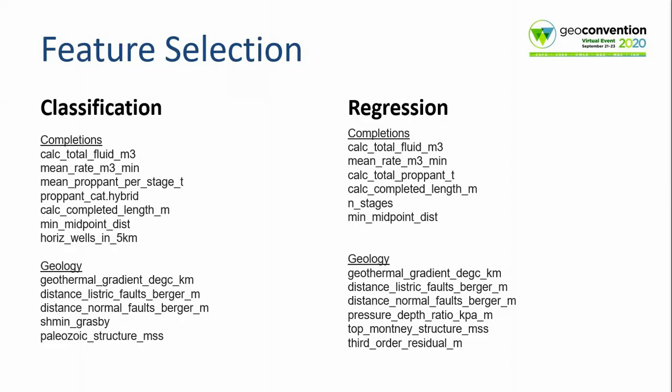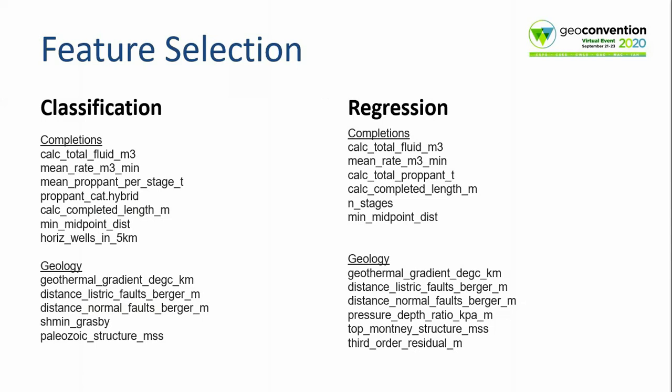In the end, we moved forward with 7 completions features and 5 geological features for the classification and 6 each for completions and geology for the regression. Note that the features are not and don't have to be the same for both problems because the problems themselves, seismogenic classification and maximum earthquake magnitude regression, are different.